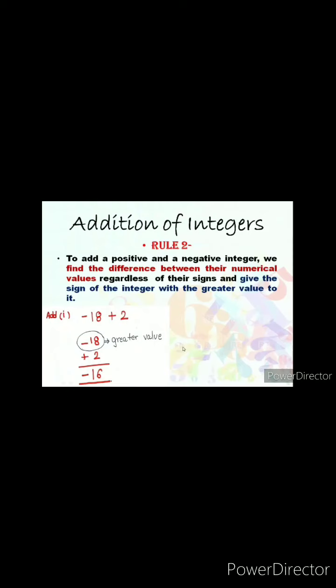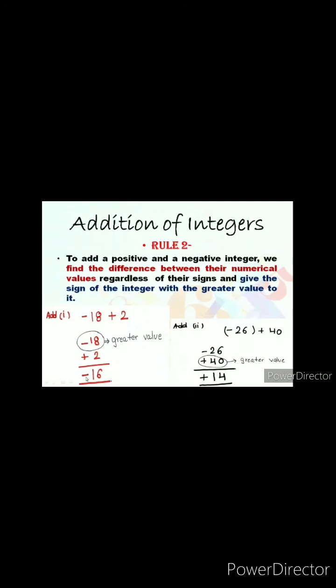Here I have to add two integers, minus 18 and 2. You can see that the two integers have different signs. Now what to do? Nothing difficult. Just find their difference. The difference of 18 and 2 is 16. Then what about the sign? We are going to give the sign of the number with the greater value. In these two numbers, the greater value is 18 and 18 has a minus sign. So our final answer will have the sign minus.